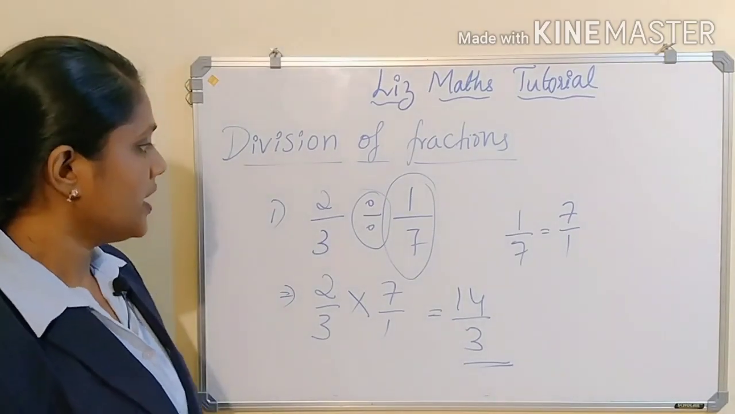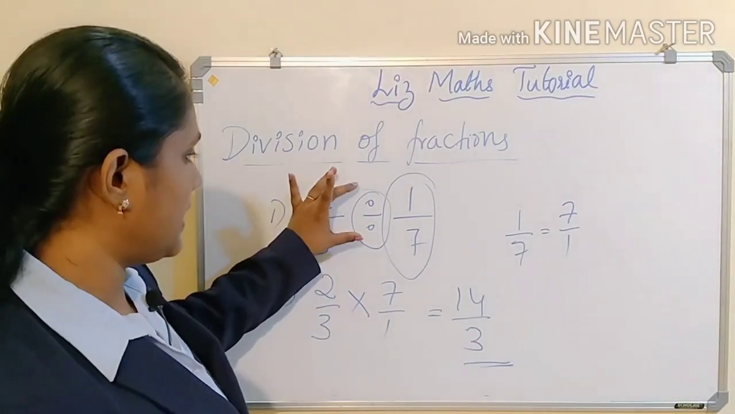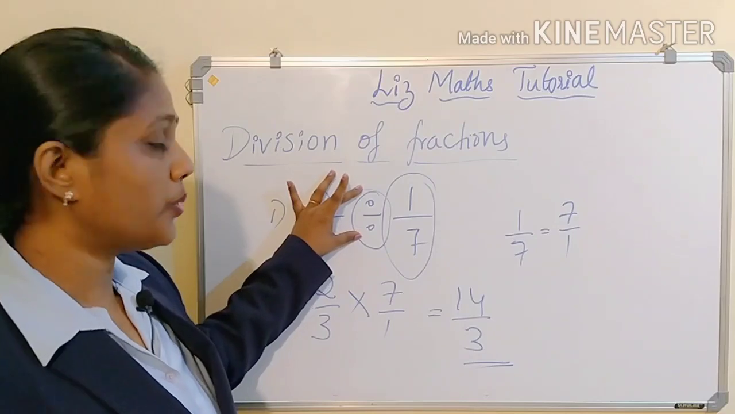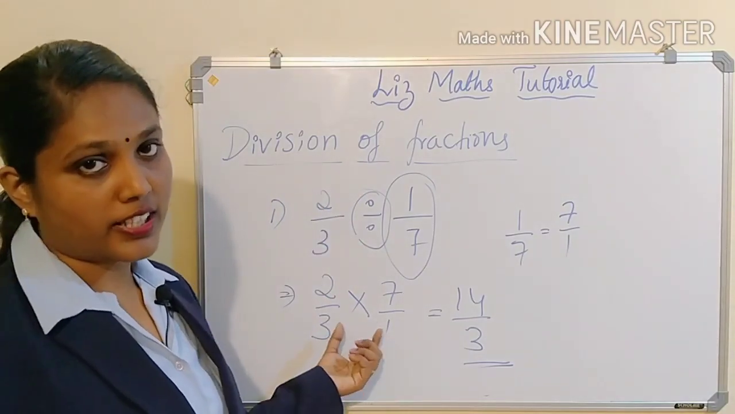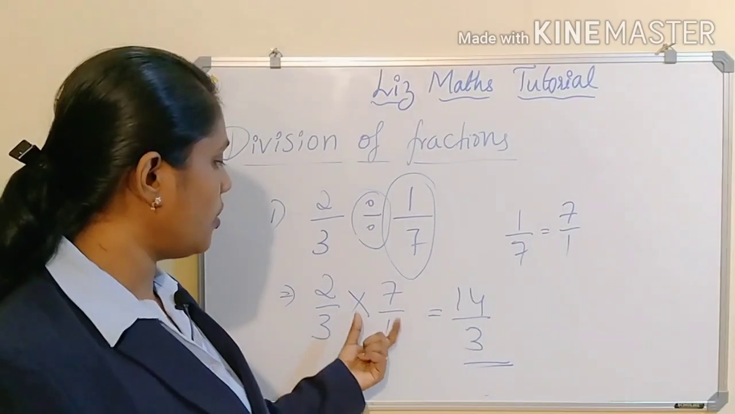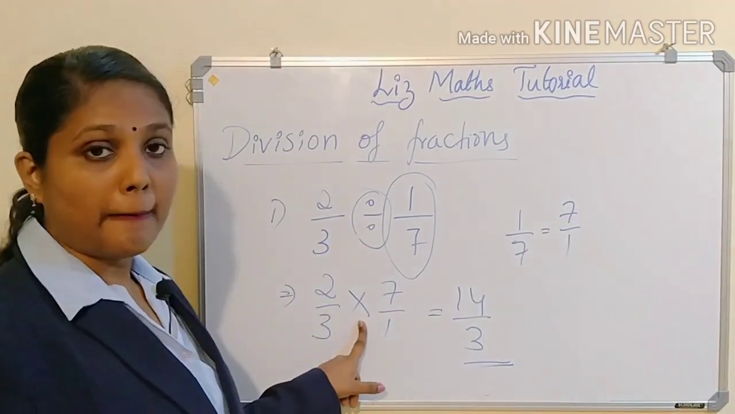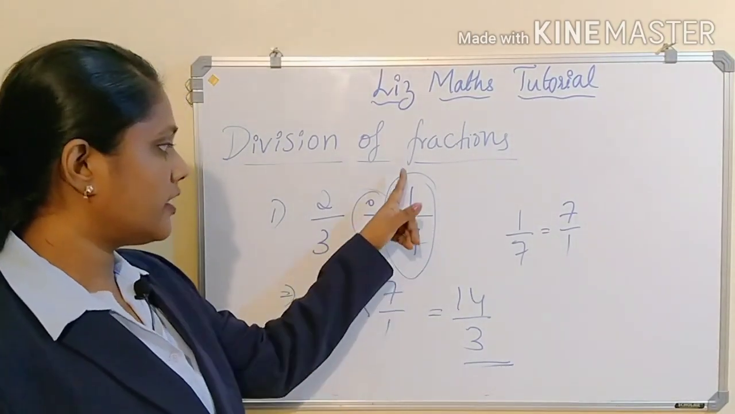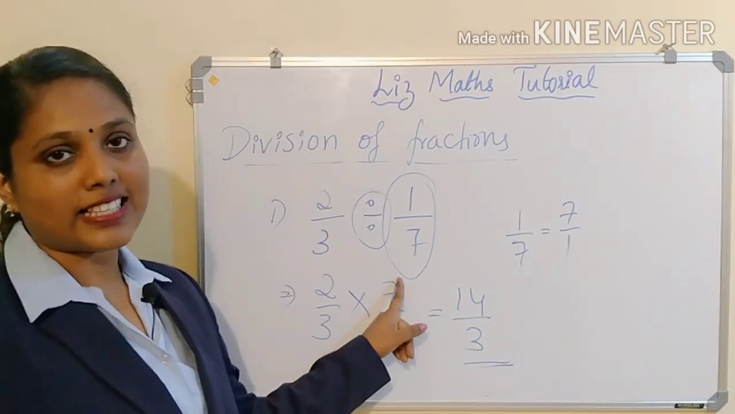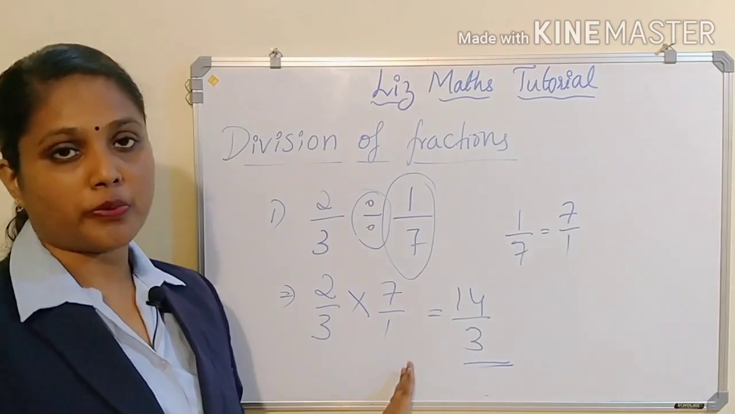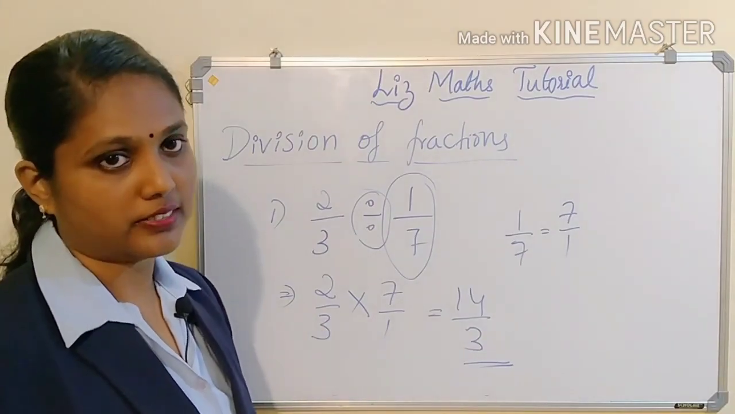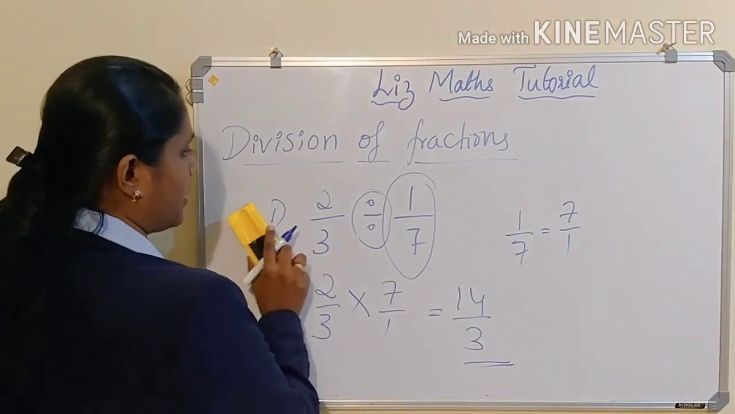Hope you understood. See here, when a division is given to you, you have to write the multiplicative inverse, or the reciprocal, of that. The division sign becomes a multiplication sign, and you reverse the fraction. Then you go for the direct multiplication method only. Hope you understood.